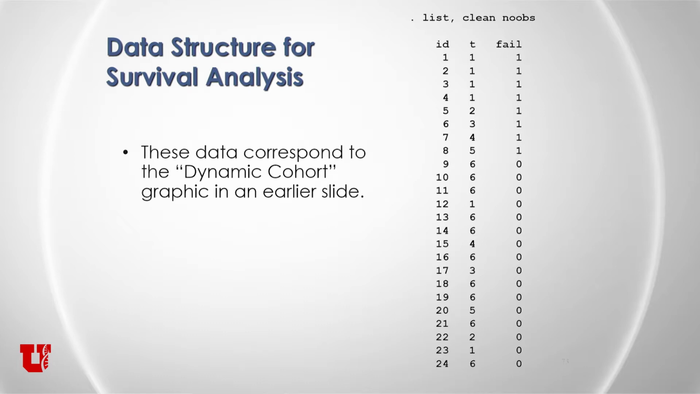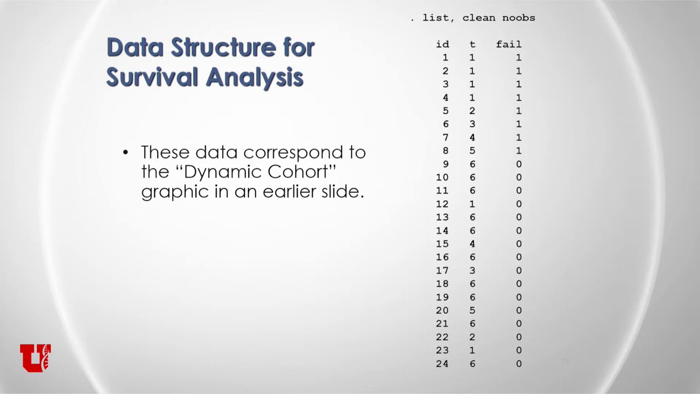So observation number 1 at the top is the person who contributed observation time between 0 and 1. So their time variable, their t, is 1. And then they did fail. They were a closed blue circle. Then the next person down, ID number 2, also had 1 unit of time and was a failure. The same was true for 1 through 4. And then the 5th row of data, that person actually got out to time 2, but then was a failure. So their time is 2, their failure is fail.